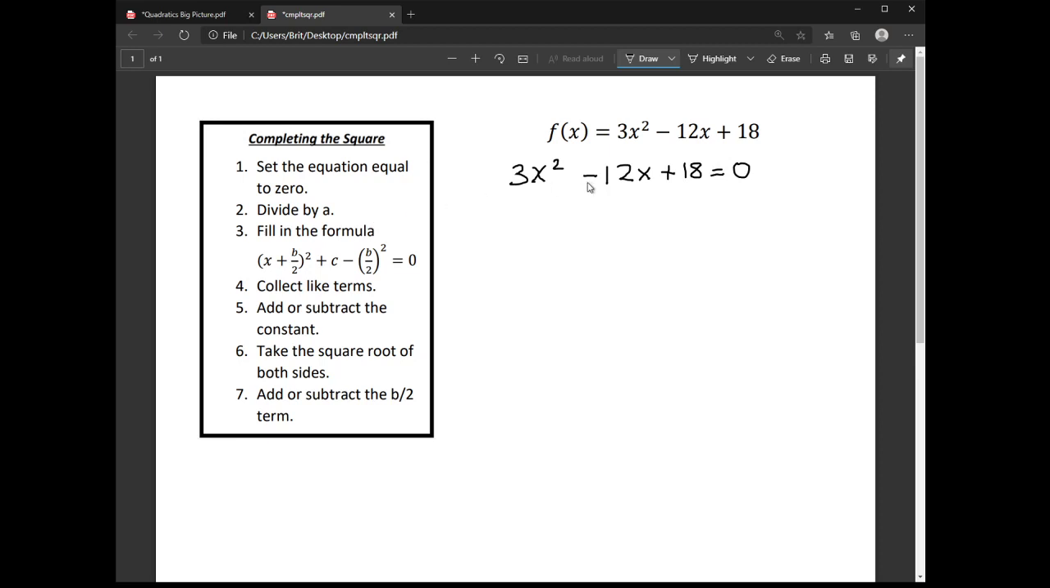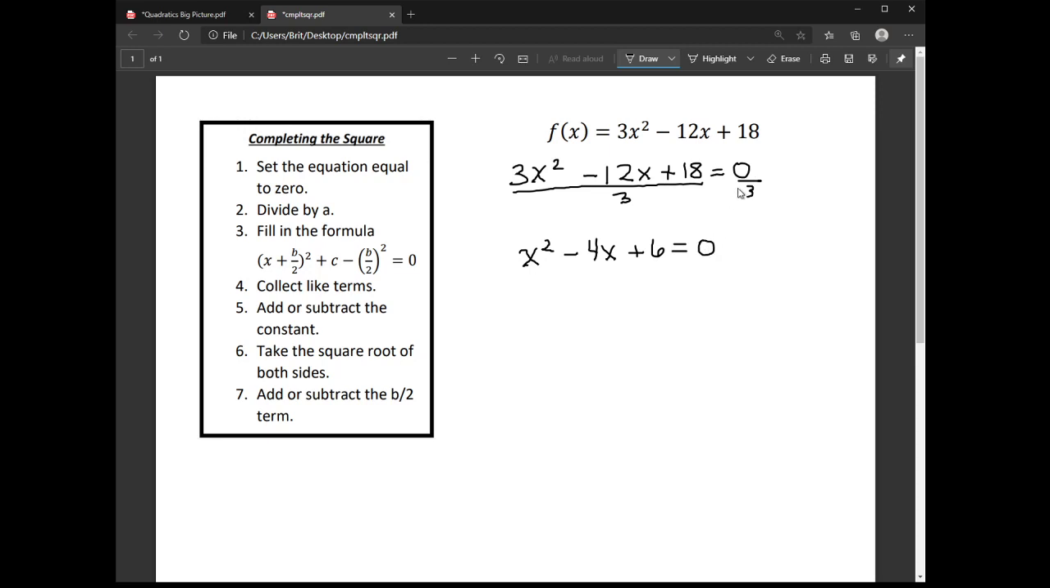Alright, then we divide everything by a. So remember, you're going to divide all of the equation by that a value, which is 3. So 3x squared divided by 3 is just x squared. Negative 12x divided by 3 is negative 4x. And 18 divided by 3 is 6. On this side, 0 divided by 3 is still 0.